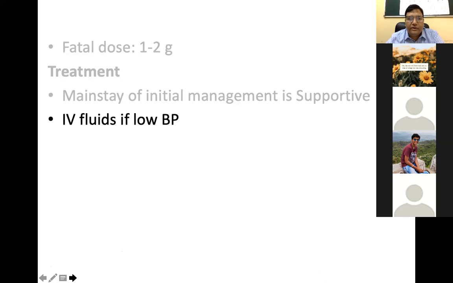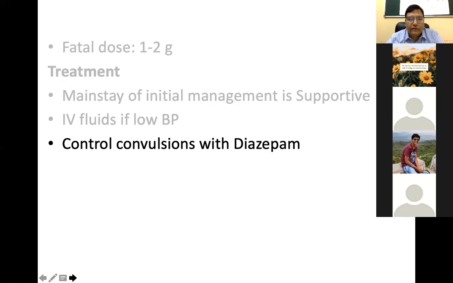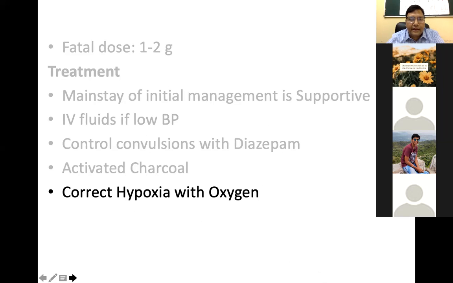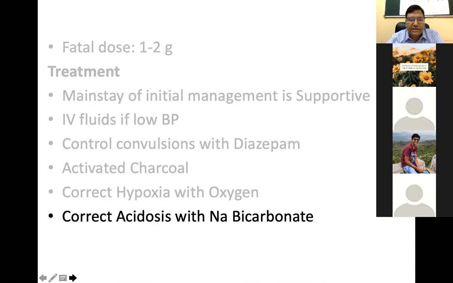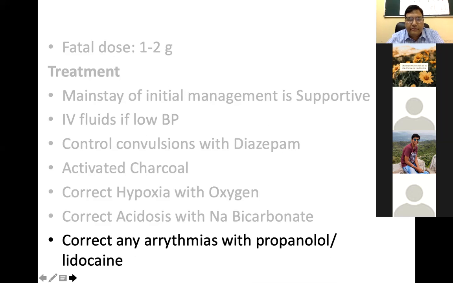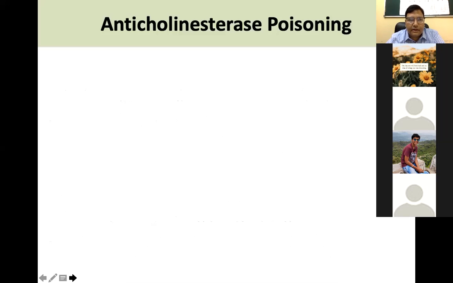We give IV fluids if the blood pressure is low. We control the convulsion with diazepam. We give activated charcoal to prevent further absorption and correct hypoxia if present with oxygen. And sodium bicarbonate is administered to correct the acidosis. And we correct the arrhythmias, if any, with propranolol or lidocaine.